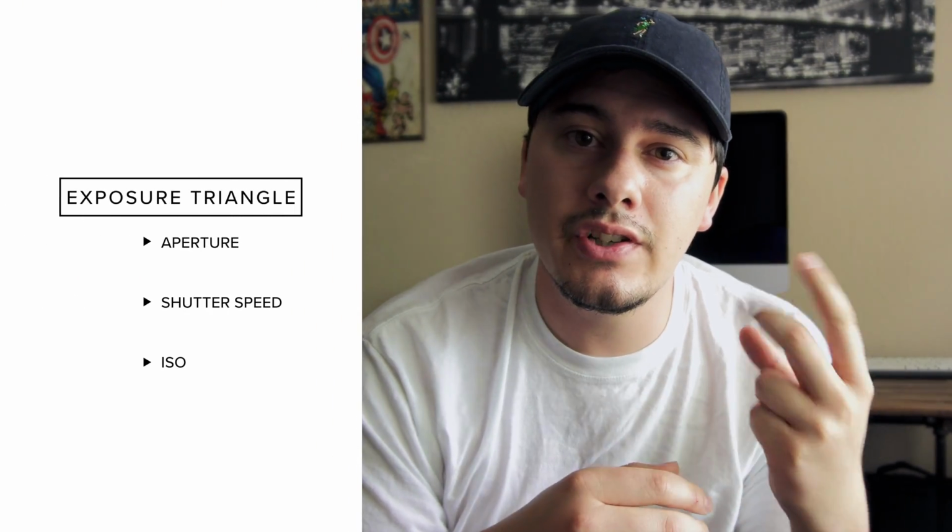So there are at least 3 elements at work here to give you the proper exposure or the desired image that you're going for. Those 3 things are aperture, shutter speed, and ISO. These 3 elements make up what we call the exposure triangle.